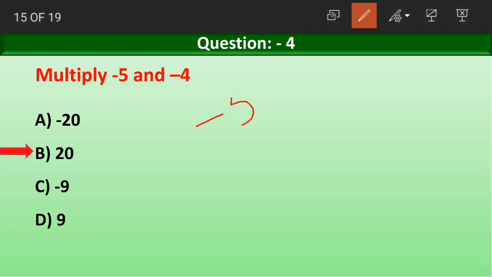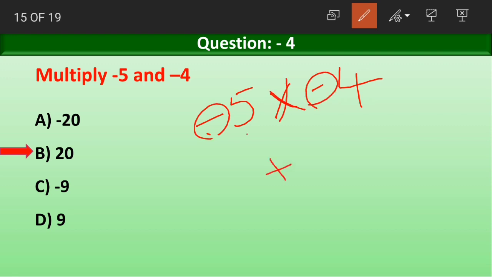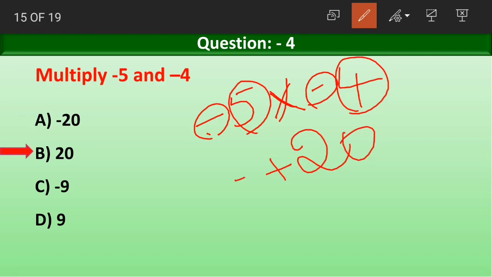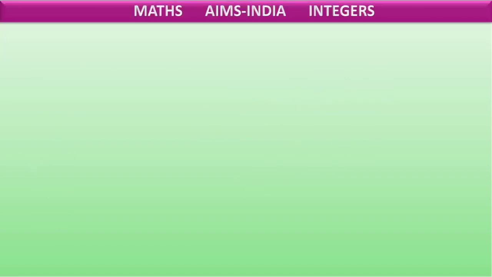How is it 20? When we multiply minus 5 and minus 4, first look at the signs. We have two same signs and we are multiplying them. Now what will the result be? The result will be a positive integer. As both the signs are same, the result will be positive. Coming to the absolute values, 5 fours are 20. So the answer is positive integer 20, plus 20 or 20.